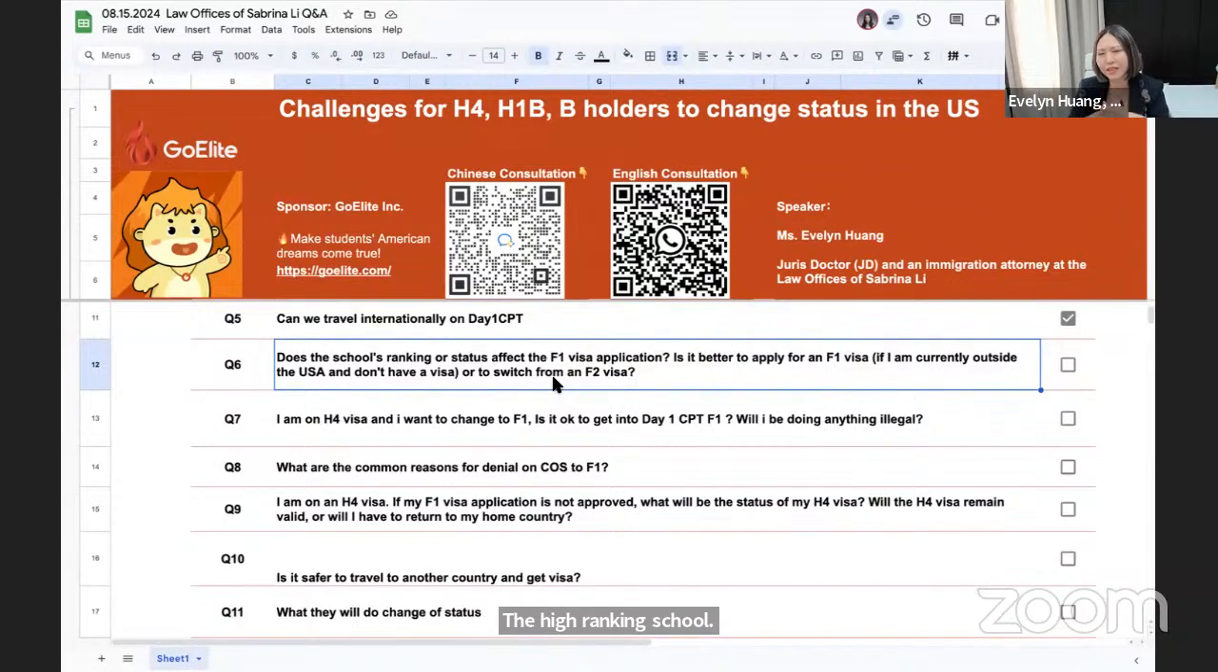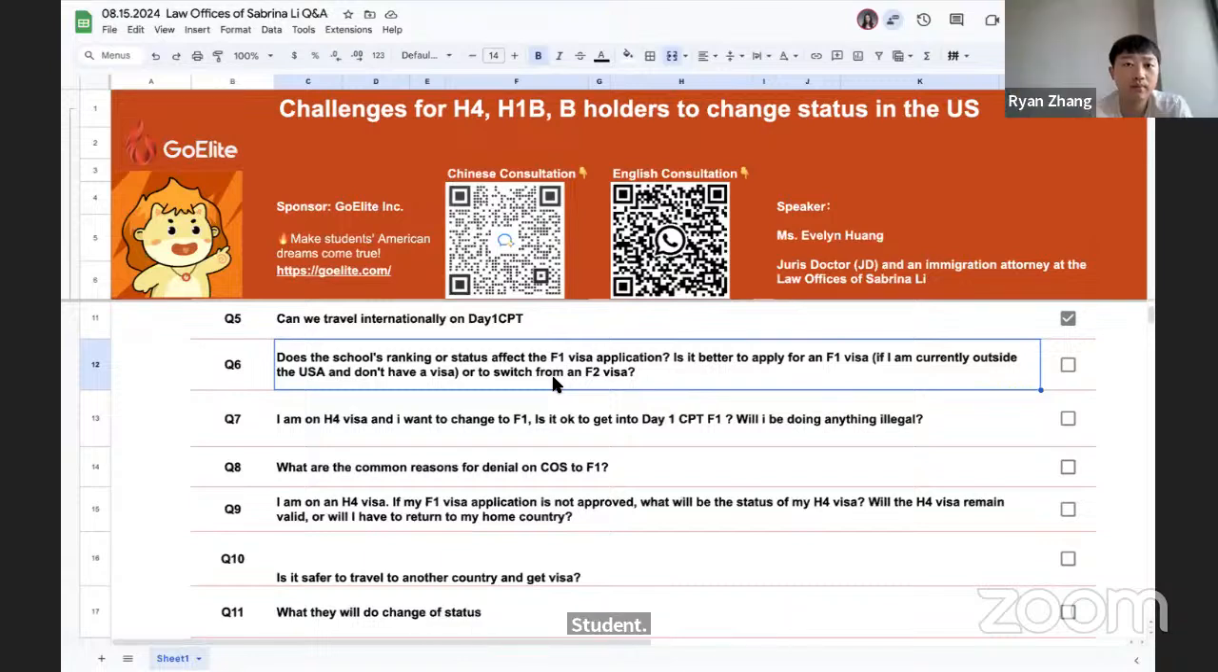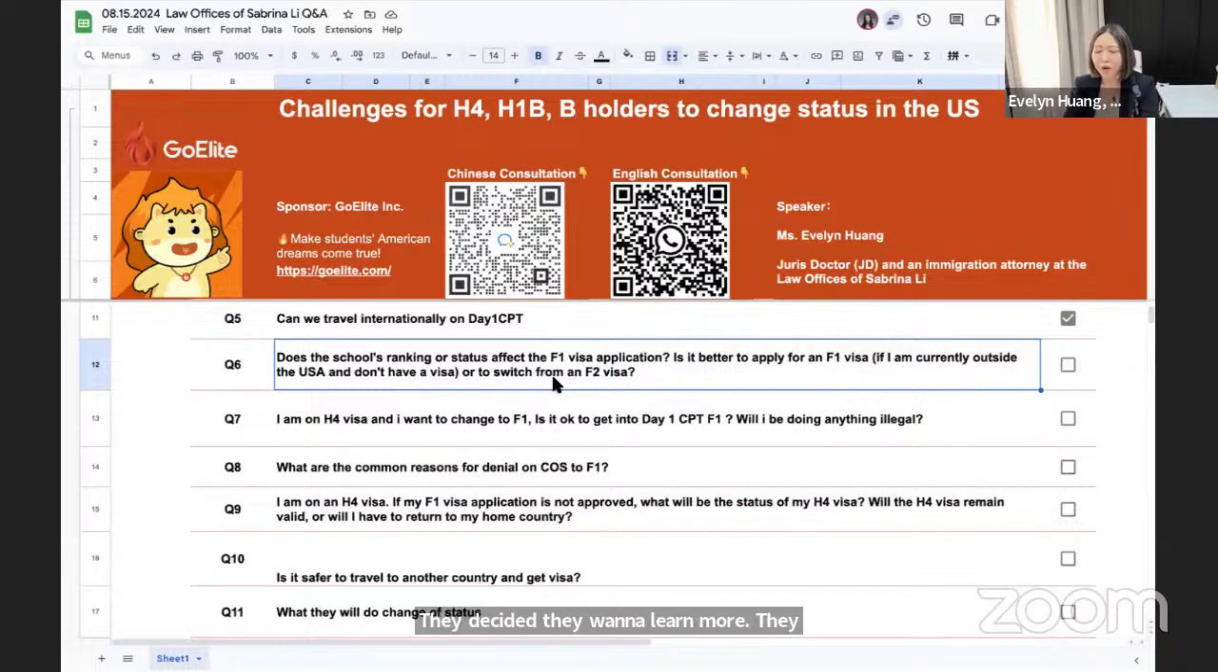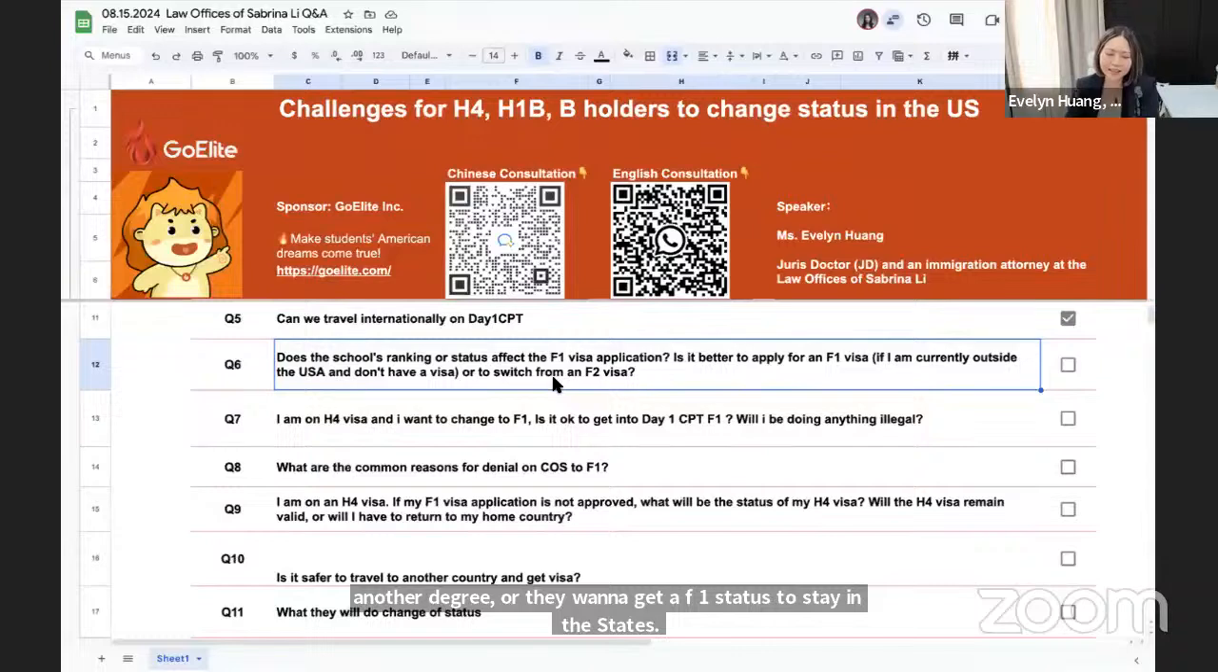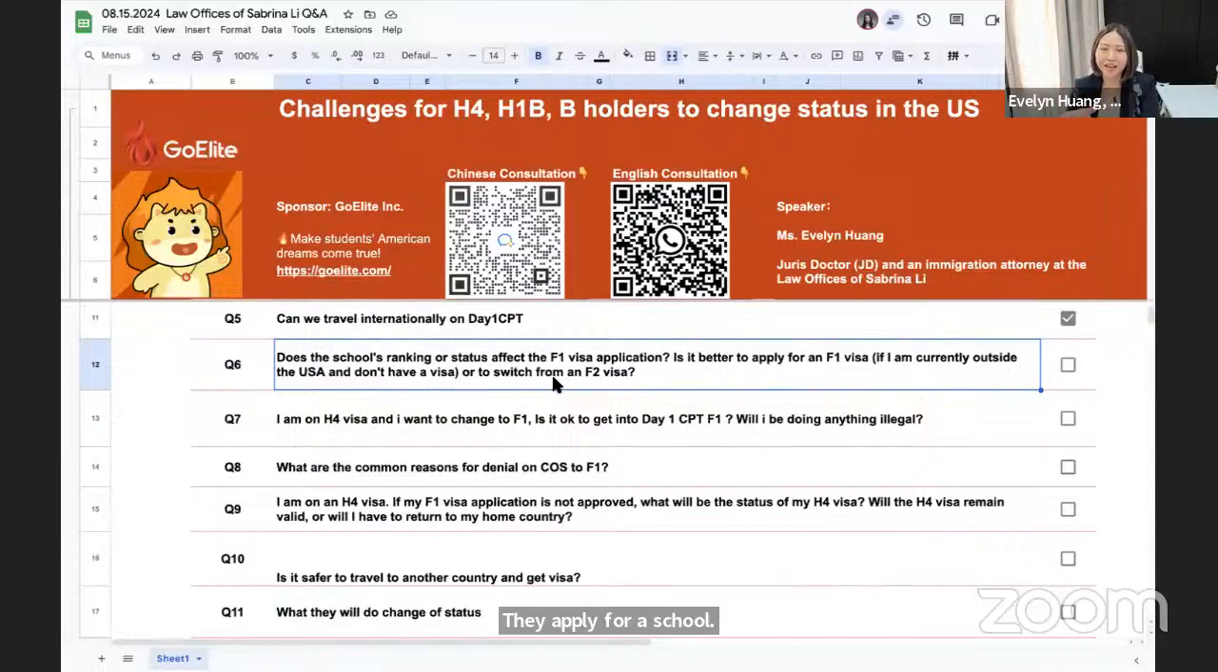A high-ranking or accredited school will matter more for applicants who are outside of the typical student age range. Like some people in their 40s, 50s, they decide they want to learn more, they want to pursue another degree, or they want to get F1 status to stay in the States. They apply for a school. I think USCIS does take this into consideration. If you are applying for a school that's not as good, let's just put it this way, your intent is likely to be questioned. I'm not saying your application will be denied, but you might get strict scrutiny on your application.